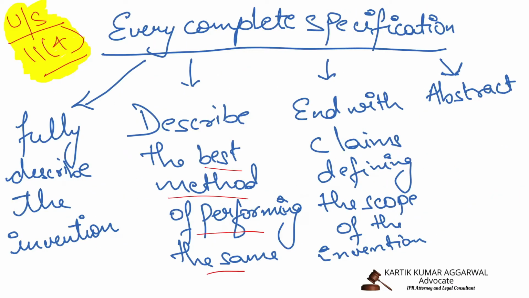The first one being that the specification should fully describe the invention. There should not be any hidden step while dealing with the invention. Secondly, the best method of performing the invention should be described. Every specification should end with claims defining the scope of the invention. Anything out of the scope of the claims will not be granted protection. The fourth one being the application should end with an abstract. This abstract has to be submitted on a separate sheet of paper.